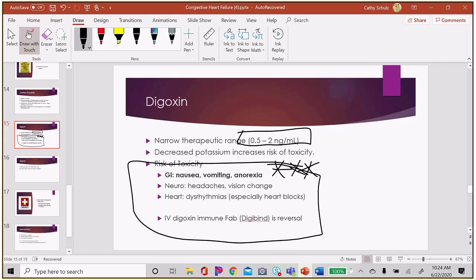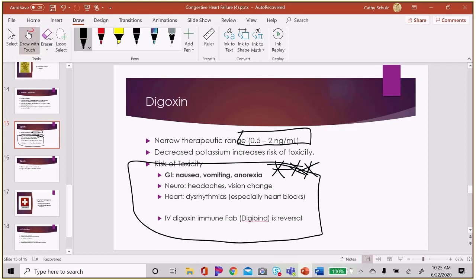So if someone's taking digoxin and they call the office saying that they feel like their stomach is upset and they have a decreased appetite, your answer is not, oh, that's normal, medications usually do that. Your answer is, okay, come in and we'll check a digoxin level because you know that's an early sign of toxicity. The next sign is changes in neurofunctioning. So it can be headaches, it can be vision changes, it could be changes in hearing too.